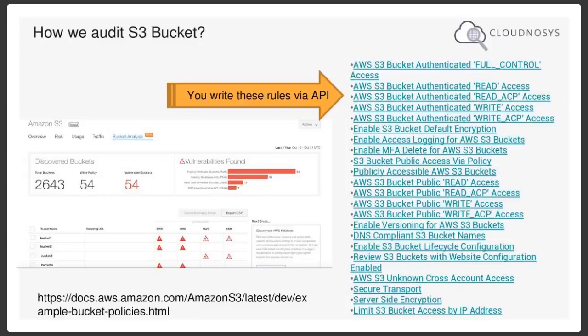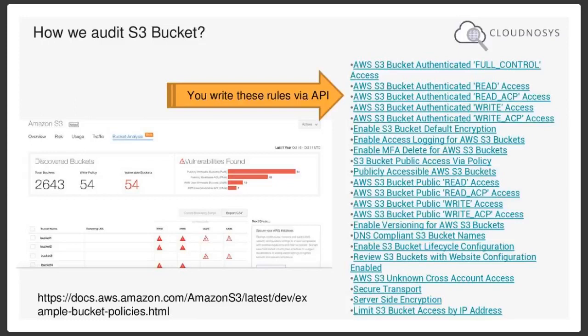And if it needs to be highly available, then you need to have multi-zone turned on as well. You need to make sure that transport is secure and the server-side encryption is strong. All of these things you need to look at, including things like whether multi-factor authentication is turned on or not. All of these tests require you to write your own rules.